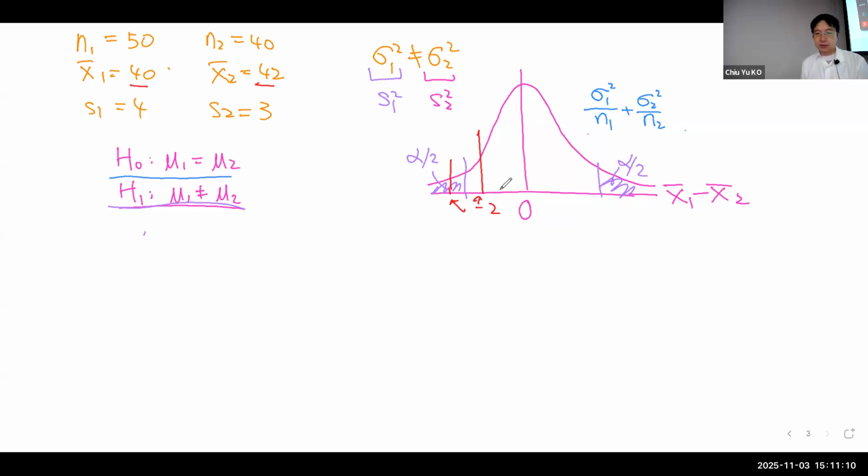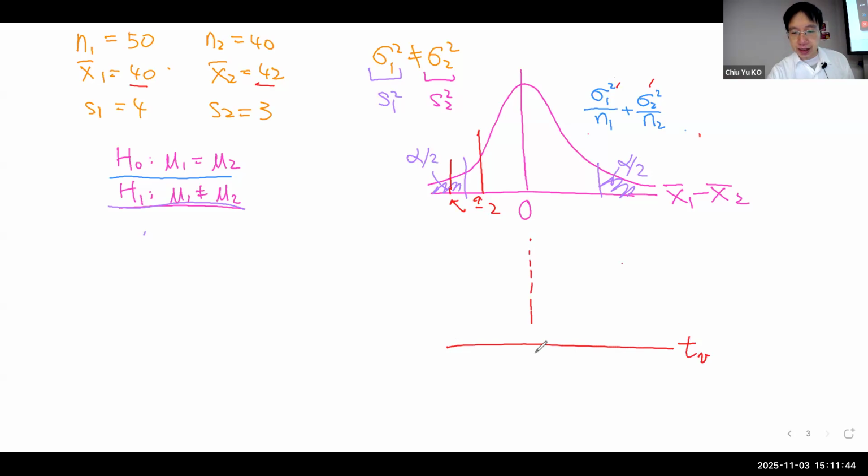Now, if we know sigma 1 and sigma 2, then it's very simple. It's a bell curve, and we're done. But the problem is we don't know these two, so we have to rely on something called T. But this T is rather complicated. It's based on the degrees of freedom V, which comes from a super complicated formula, which we will visit soon.